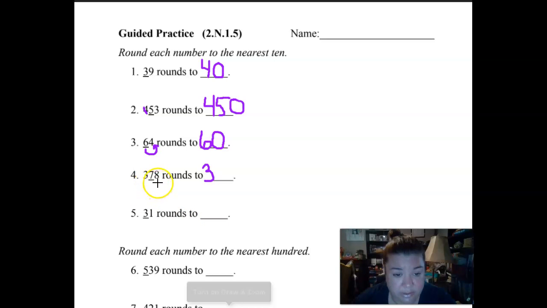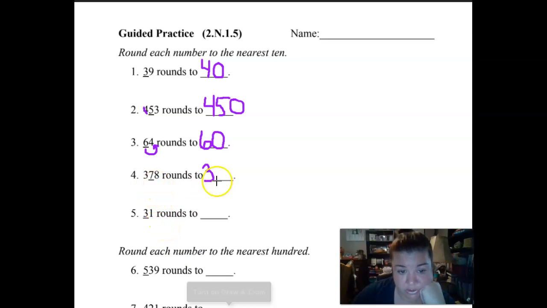Okay, so 78. We want to round to the 10, so we're looking at the 7. We have to look to the number to the right of it. Is it more or less than 5? That tells you what you need to do. If it's more than 5, that will change to 8. If it's less than 5, that will stay a 7. So pause the video and put down what you think is the answer and unpause it to check.